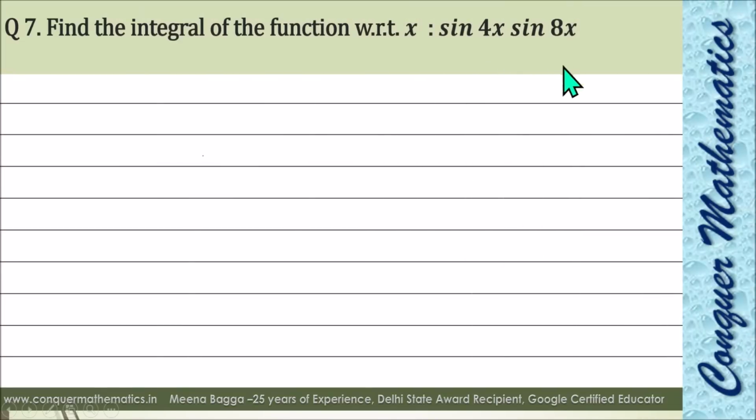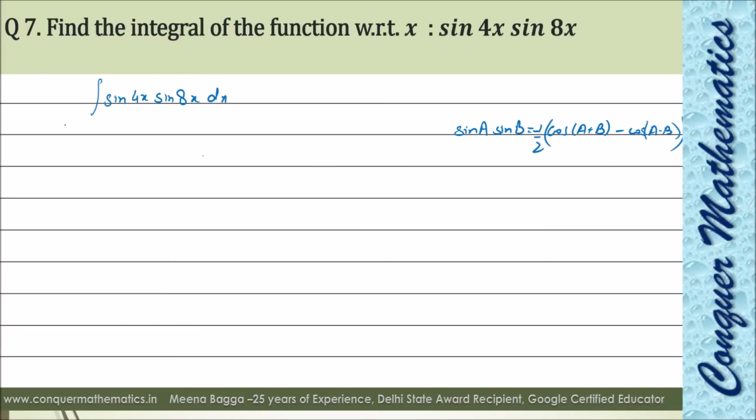Sin 4x into sin 8x, we just used this result. Sin A sin B, what is that? Sin A sin B is nothing but cos(A plus B) minus cos(A minus B). If you remember, there is minus 2. We can adjust that minus 1 by 2 here.